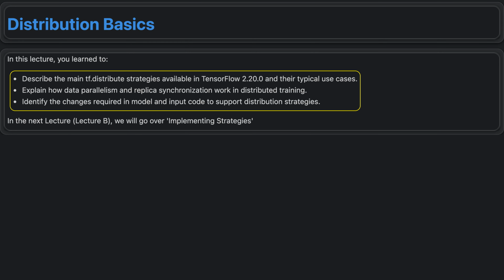In this lecture, you learn to describe the main tf.distribute strategies available in TensorFlow 2.20.0 and their typical use cases. Explain how data parallelism and replica synchronization work in distributed training, and identify the changes required in model and input code to support distribution strategies. In the next lecture, Lecture B, we will go over implementing strategies.